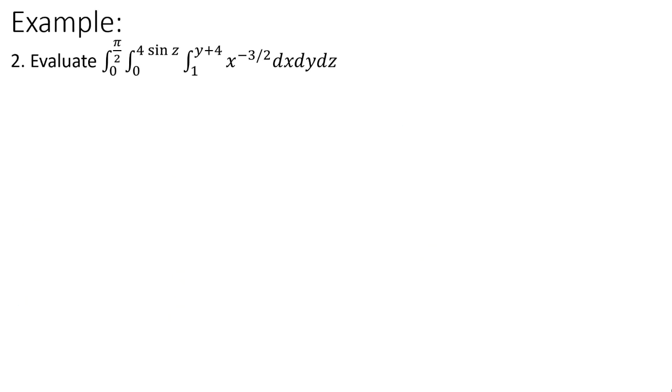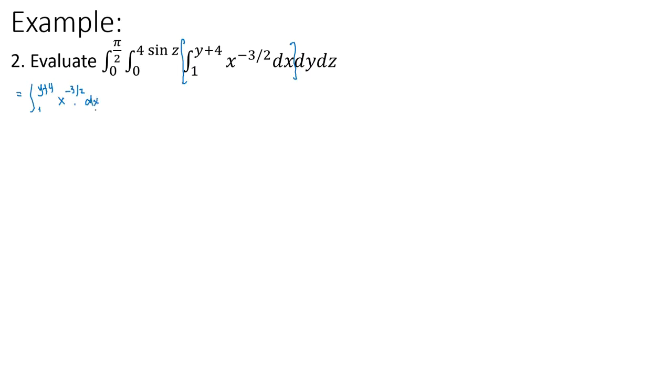Okay, so we are now on our second example. We have here evaluate from 0 to pi over 2, 0 to 4 sine z, and 1 to y plus 4 of x raised to negative 3 halves dx dy dz. So again, first thing is we have to derive the inner integration or inner integrand. So we have from 1 to y plus 4 of x raised to negative 3 halves dx.